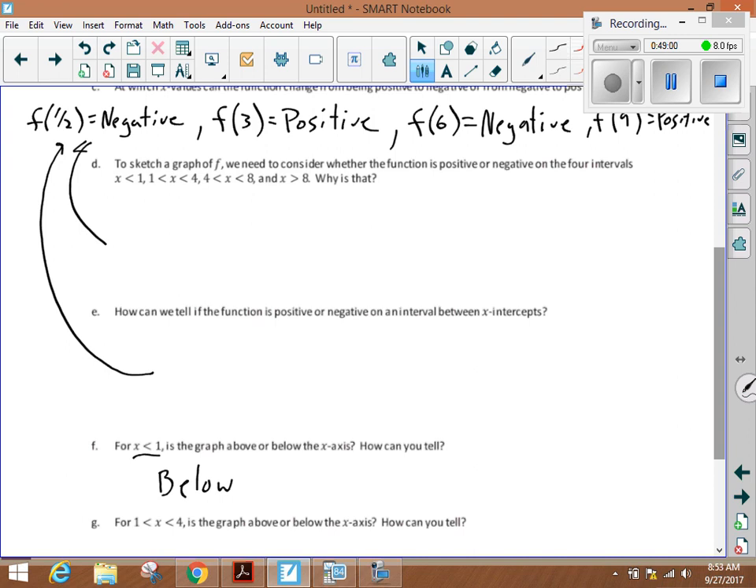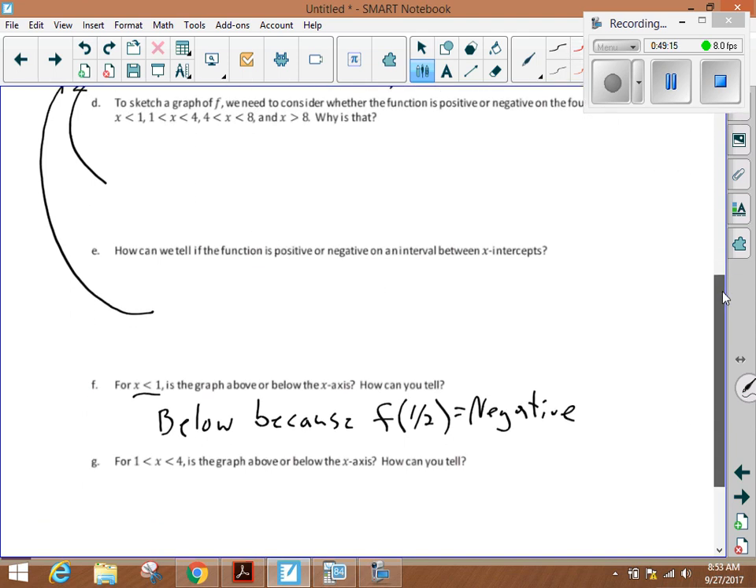Sorry, because f of 1/2 turned out to be negative, right? Had a hard time reading there. Look at that, I learned how to read when I was a young wallaby.